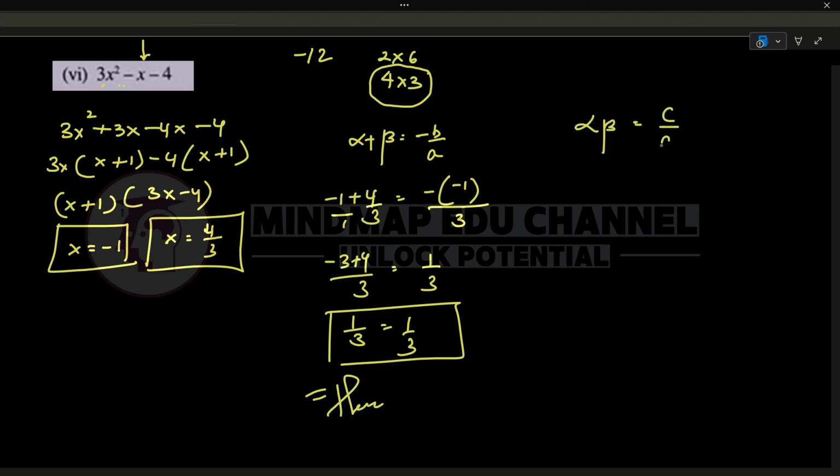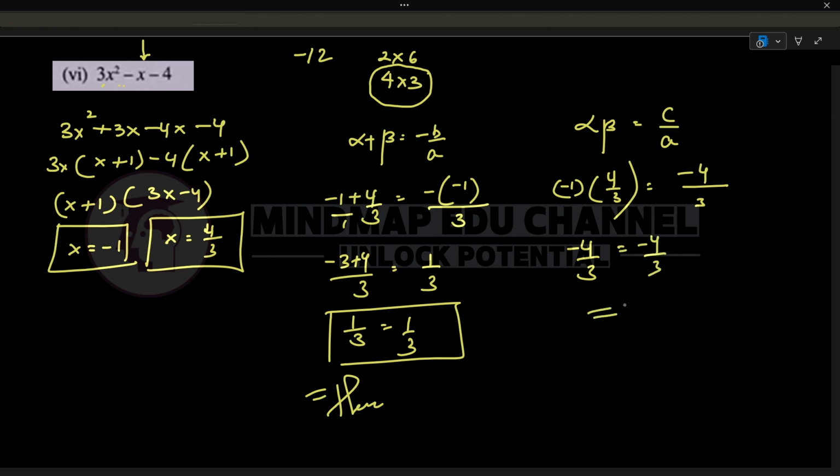So alpha into beta is C over A. Alpha is minus 1. Beta is 4 over 3. Let's solve the left hand side first. It will be minus 4 over 3. The value of C is minus 4 and the value of A is 3. So, here again it's verified.